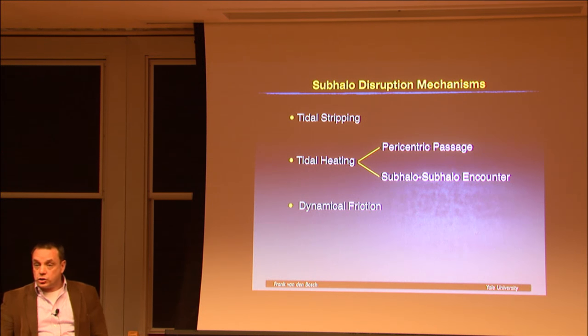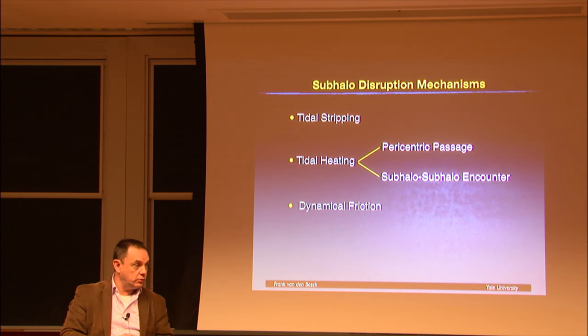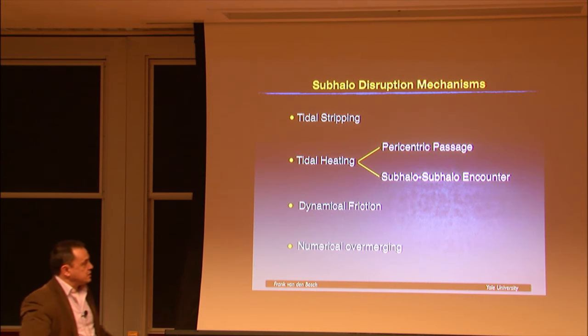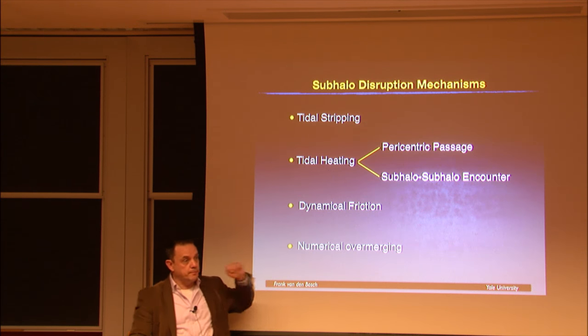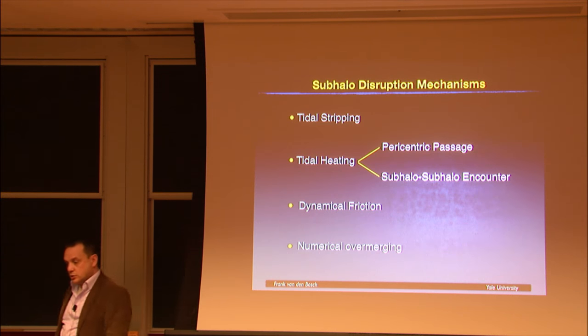Then there is dynamical friction. Subhalos sink to the center. The more massive ones will experience dynamical friction and will sink to the center and sort of blend in or merge with the background, not necessarily disrupt. And finally, of course, you always have to be careful about numerical overmerging. So the question is, which of these is causing all the disruption in the simulations?